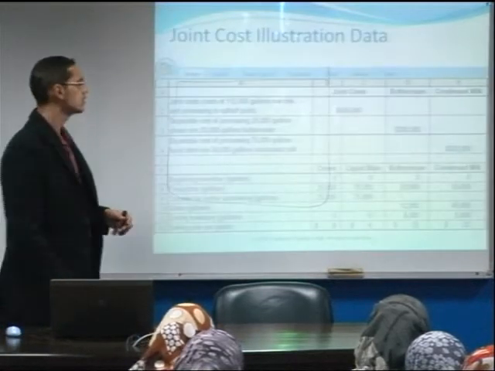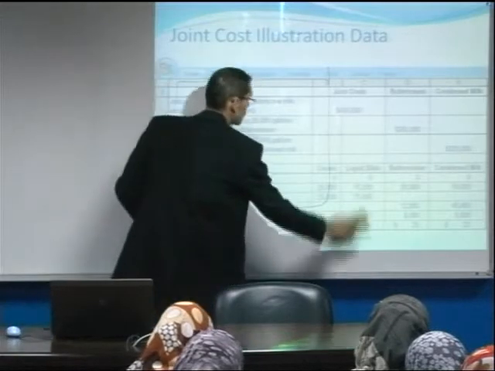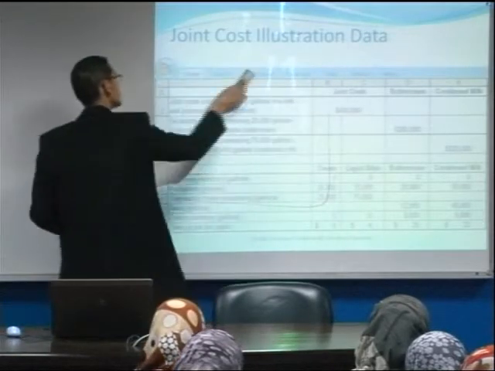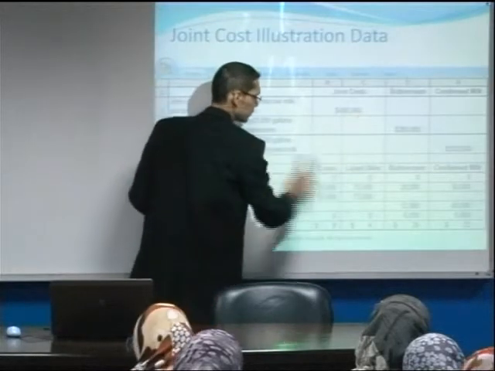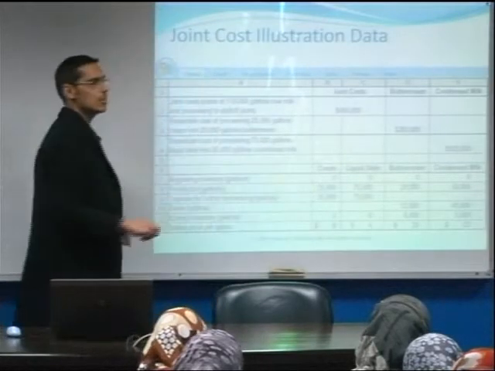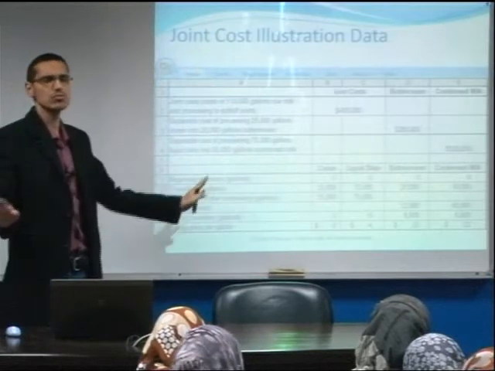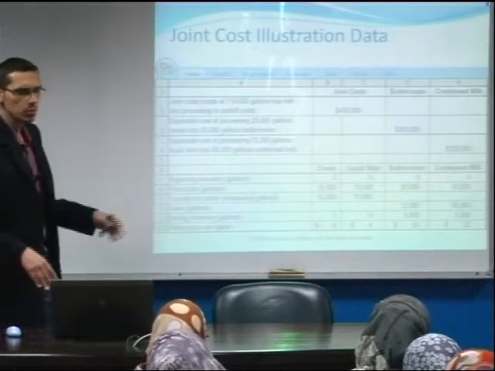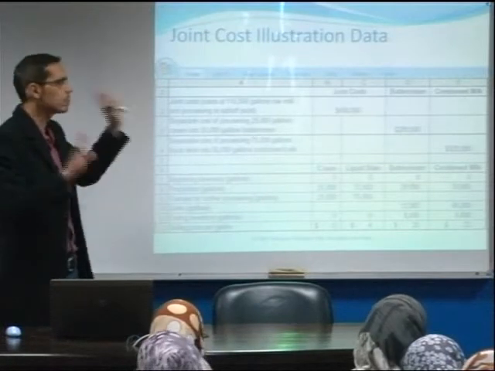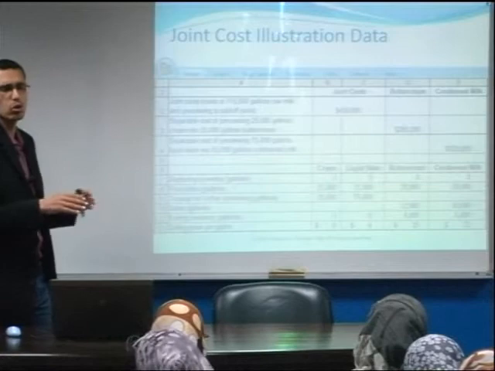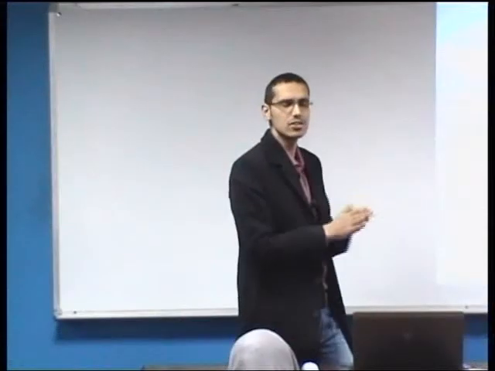Of course, here is the data. As we can see here, the joint costs are the same, $400,000. The separable cost did not have any impact on our $400,000, because the separable cost would not interfere with the joint cost that has been incurred in the joint process.